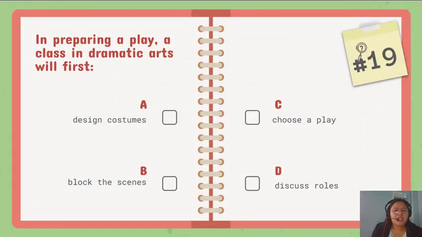Number 19. In preparing a play, a class in dramatic arts will first A. Design costumes, B. Block the scenes, C. Choose a play, or D. Discuss roles. The correct answer is C. You will not be able to design costumes, block the scenes, and discuss roles without choosing a play first.